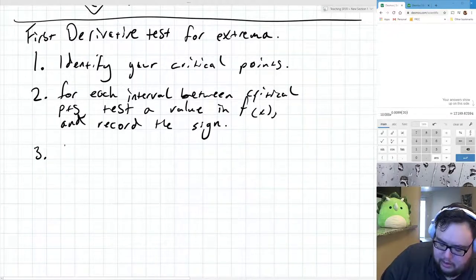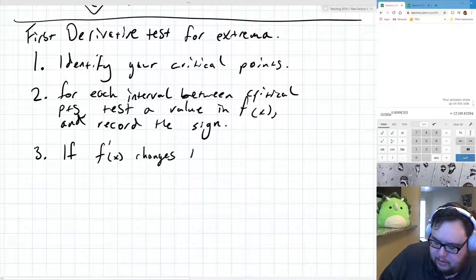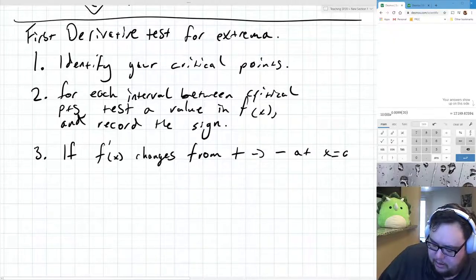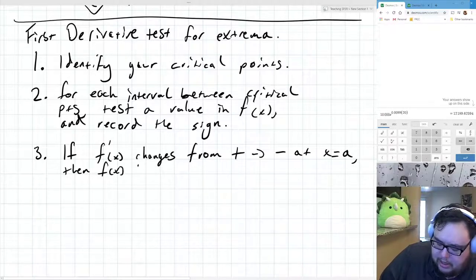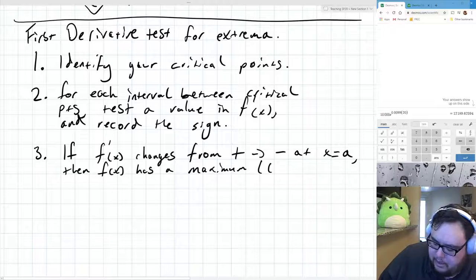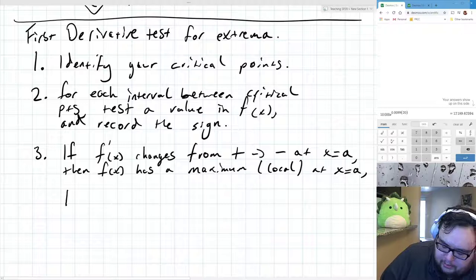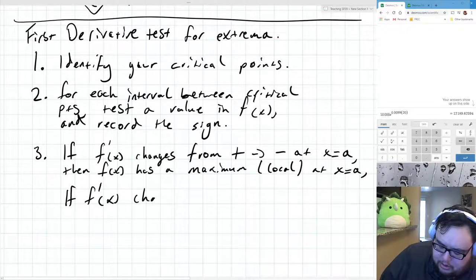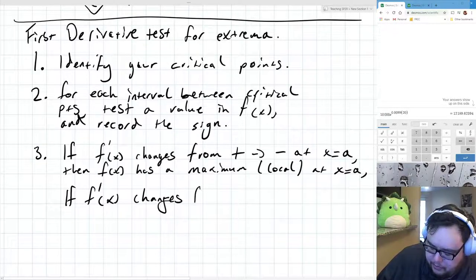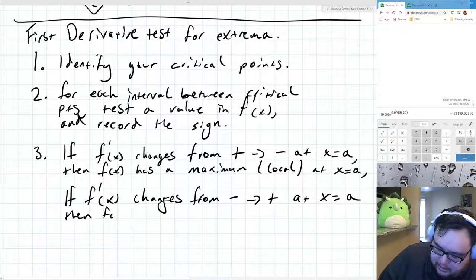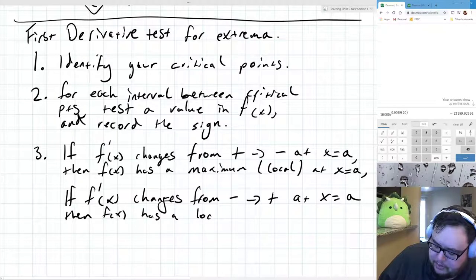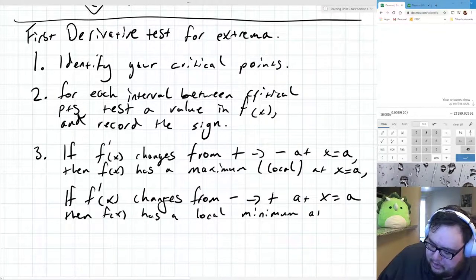And three, if f prime of x changes from positive to negative at x equals a, then f of x has a maximum, technically a local one, at x equals a. And if f prime of x changes from negative to positive at x equals a, then f of x has a local minimum at x equals a.